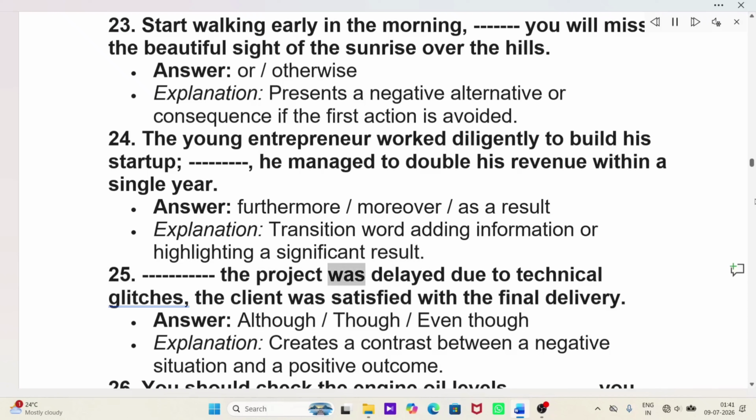25. The project was delayed due to technical glitches, the client was satisfied with the final delivery. Answer: although / though / even though. Explanation: creates a contrast between a negative situation and a positive outcome.